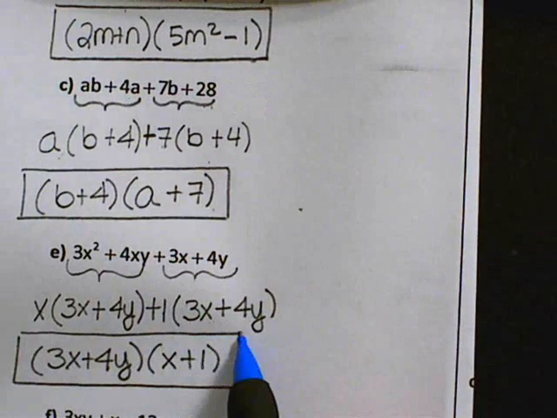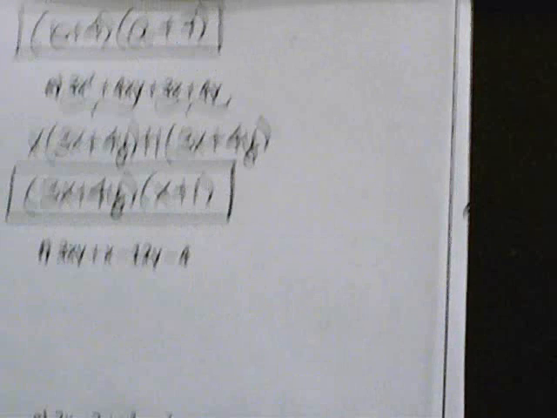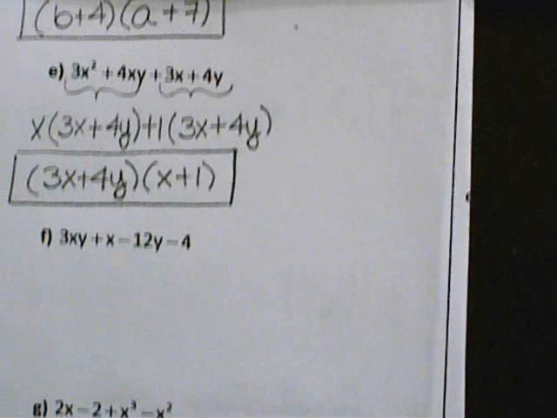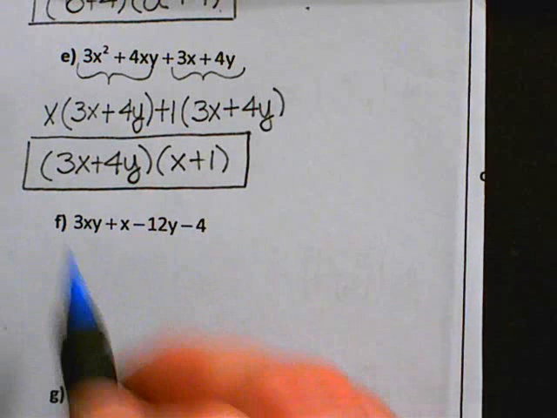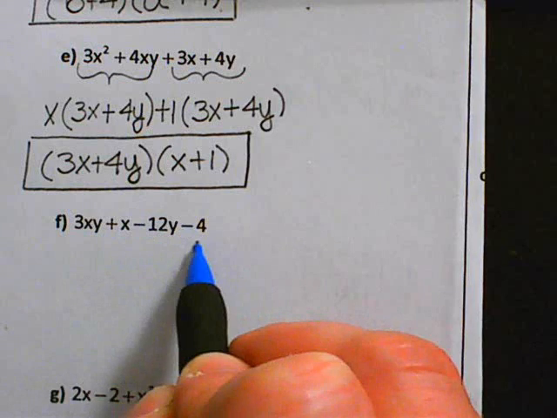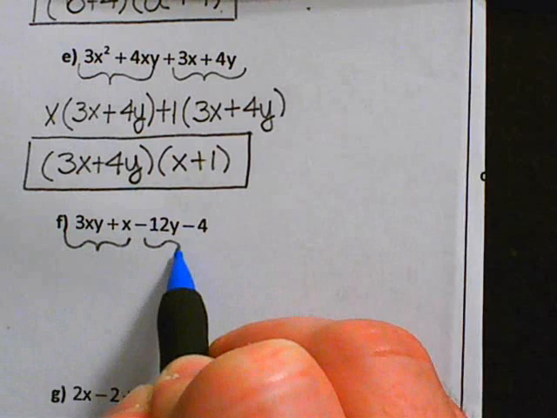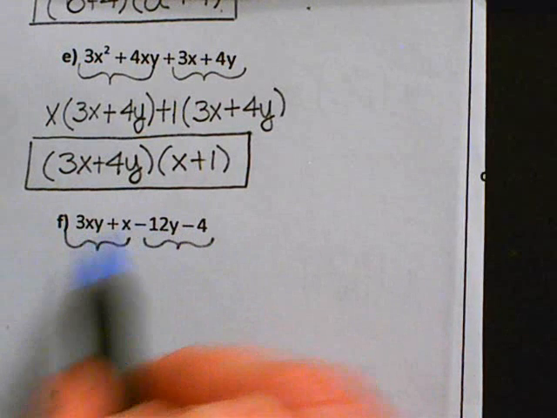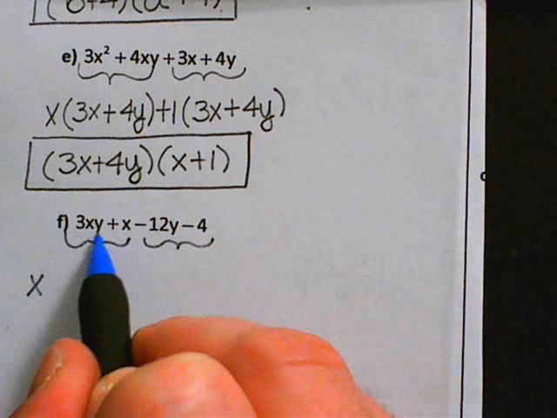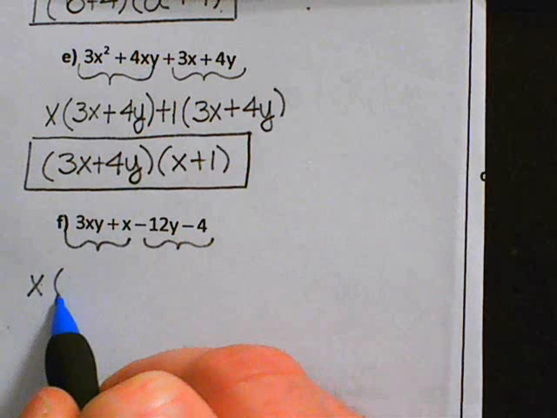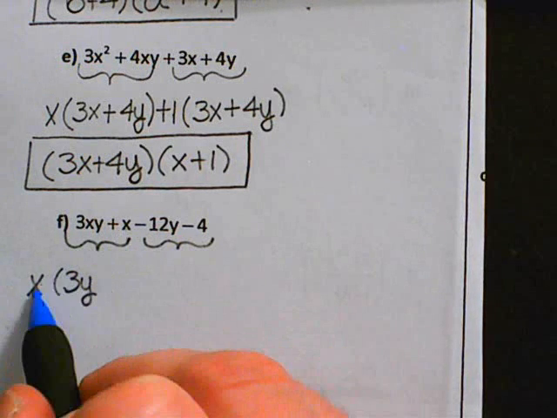Alright, let's continue to the next example. Alright, again, can I factor anything from all four? Answer is no. So I'm going to group them. What can I factor from the first two? I can factor out an x. 3xy divided by x is 3y. x divided by x is 1.